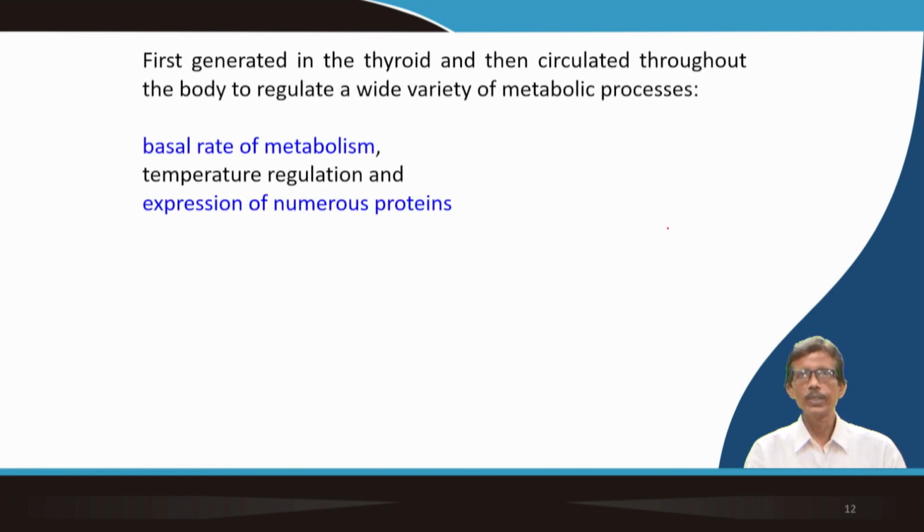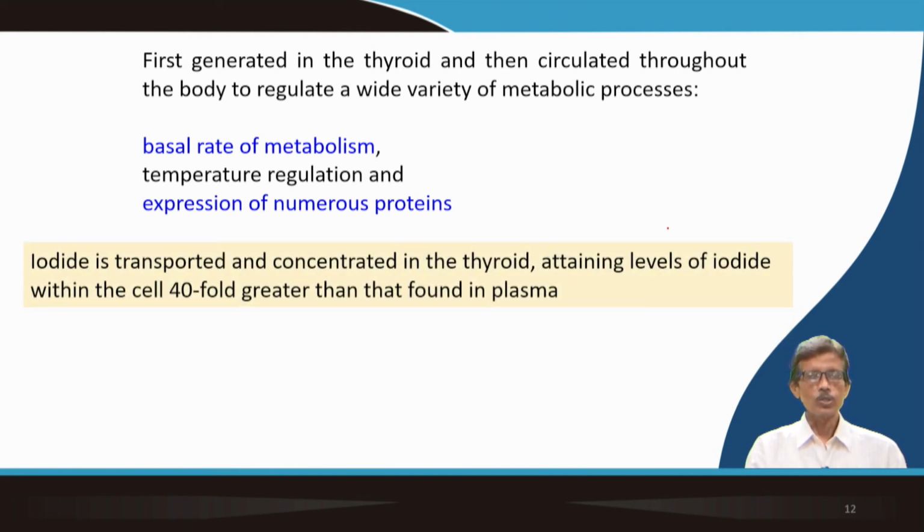The hormone is first generated in the thyroid and then circulated throughout the body to regulate many very important metabolic processes. It controls the basal rate of metabolism, temperature regulation of your body, and the expression of numerous other proteins, that means protein synthesis is dependent on it. This iodide is transported and concentrated in the thyroid gland, attaining a level of iodide within the cell 40-fold greater than that found in your plasma. So, you have to have the corresponding accumulation of these iodide ions.